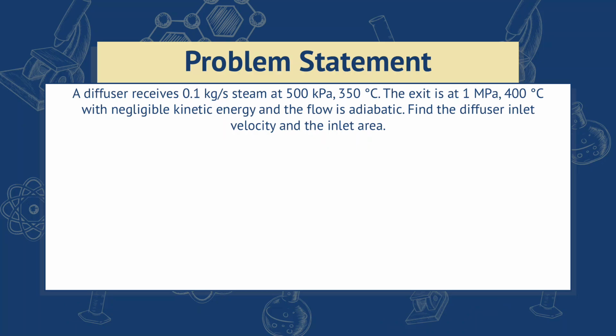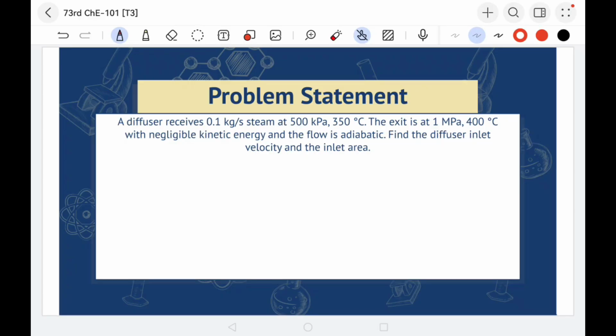For the second problem, a diffuser receives 0.1 kg per second steam at 500 kilopascals and 350 degrees Celsius. The exit is at 1 megapascal, 400 degrees Celsius, with negligible kinetic energy, and the flow is adiabatic. Find the diffuser inlet velocity and the inlet area. Just like in the previous problem, we will start with drawing the diagram. So the diffuser will be a trapezoidal shape with an inlet and exit stream.